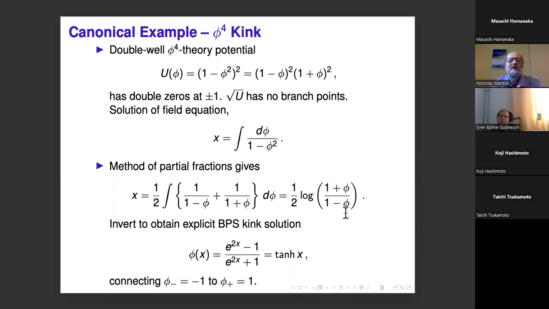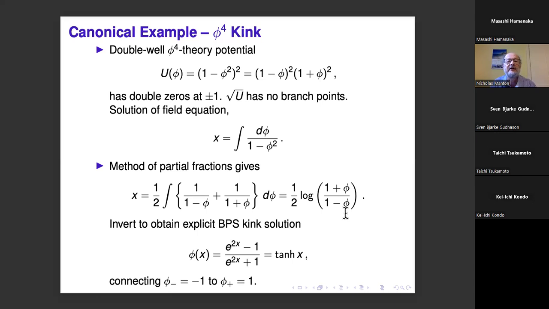That's the simplest example of this nonlinear scalar field theory. And you see, I've written out the factorization. So 1 minus phi squared is 1 minus phi times 1 plus phi, and then everything is squared. So you see that there are zeros of u at phi equals 1 and at phi equals minus 1. But because those factors on the right are both squared, these zeros are both double zeros. So it has two double zeros at plus and minus 1. And that means the square root of u has no branch points. You can just take the square root, and the square root is obviously just 1 minus phi squared.